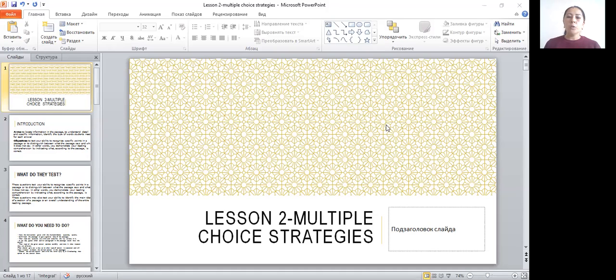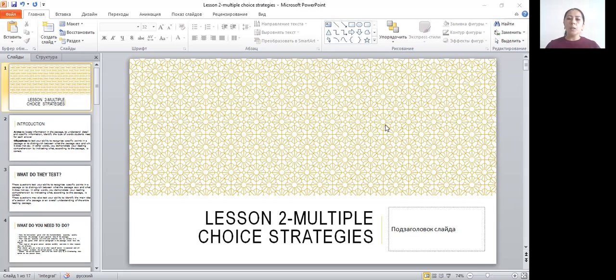Today we are going to start our second lesson, and this second lesson is named multiple choice strategies. Before beginning our lesson, I think we should review the first lesson. From the first lesson, you have to know about skimming and scanning, which are included in reading strategies. And I do hope you can send the answers to what is skimming and what is scanning into our Telegram group.